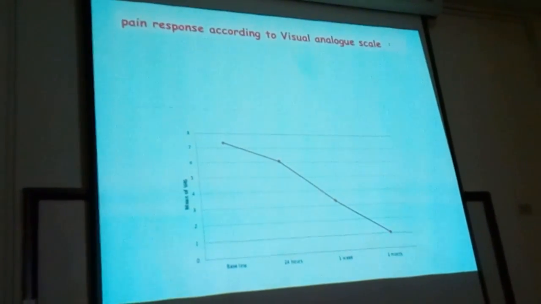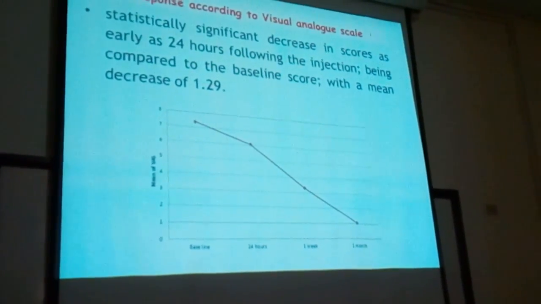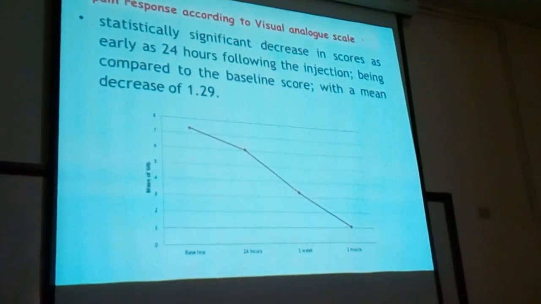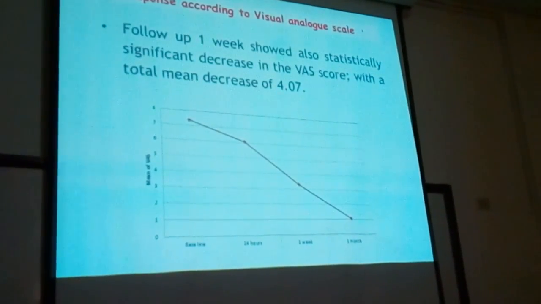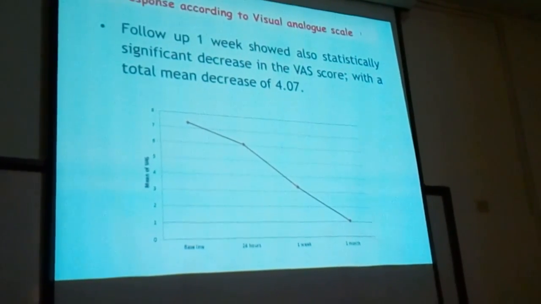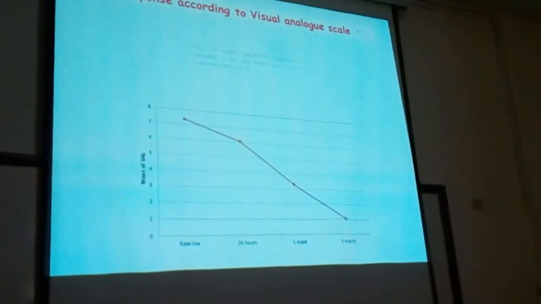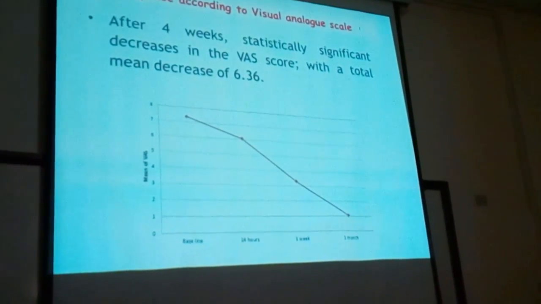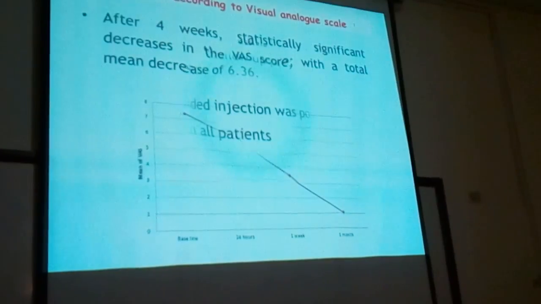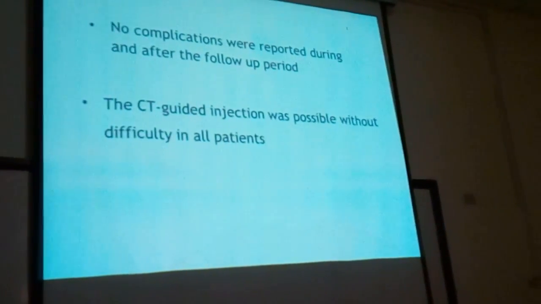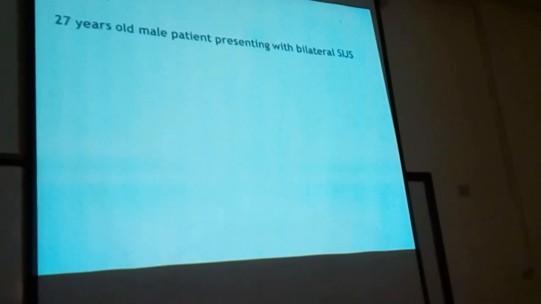Pain response, according to the visual analog scale, shows a statistically significant decrease in the score as early as 24 hours following the injection, compared to the baseline score, with a mean decrease of 1.29. Follow-up at 1 week showed also a statistically significant decrease in the visual analog score with a total mean decrease of 4.07. After 4 weeks, a statistically significant decrease in the visual analog score was seen with a total mean decrease of 6.36. No complications were reported during and after the follow-up period. The CT-guided injection was possible without difficulty in all patients.